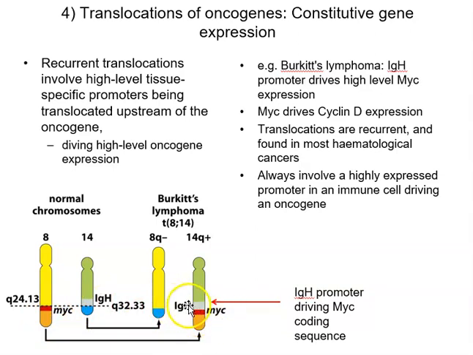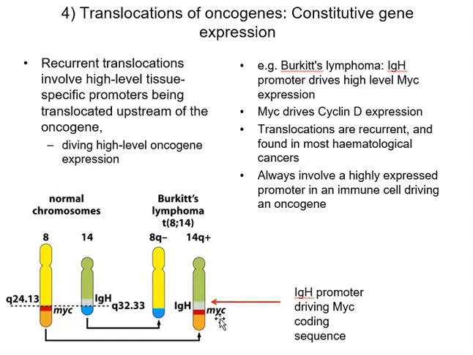So the promoter, which is highly expressed in these cells, in lymphocytes, particularly going down the B lineage, is highly switched on, which drives high-level MYC protein expression. MYC then drives cyclin D, and that drives these cells to proliferate abnormally, and that's what drives the cancer formation. And immunoglobulin heavy chain translocations are a common feature of hematological tumours of the B cell lineage.